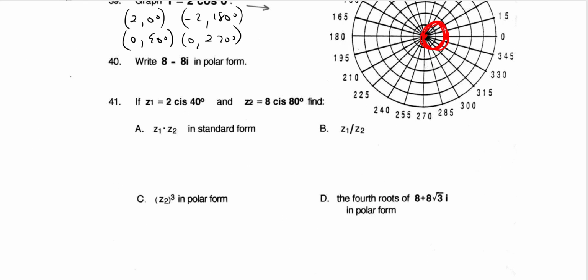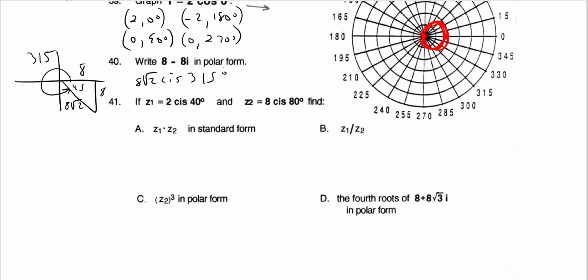Right in polar form. So you guys know this is a complex number. So 8 minus 8i is going to be down here. And so it's 8 and 8 and 8 root 2. Of course, the reference angle is 45. So the angle around here is 315. So it's going to be 8 root 2 cis 315. Okay, it's polar form. Next few problems are really easy.